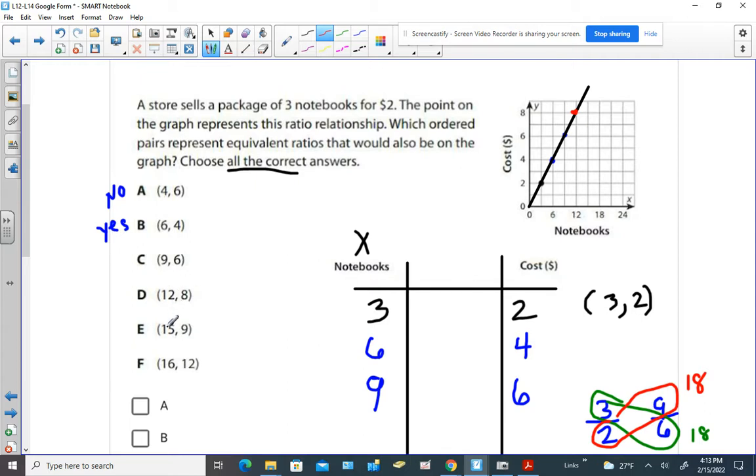Now for the remaining choices, I'm going to recommend using cross products. So compare the 15:9 ratio with the 3:2 ratio, see if that's equivalent, and do the same thing with choice F. And if the cross products don't match, then don't pick those. So remember, you have to choose all the correct answers, so there is more than one to select. All right, good luck finishing that up.